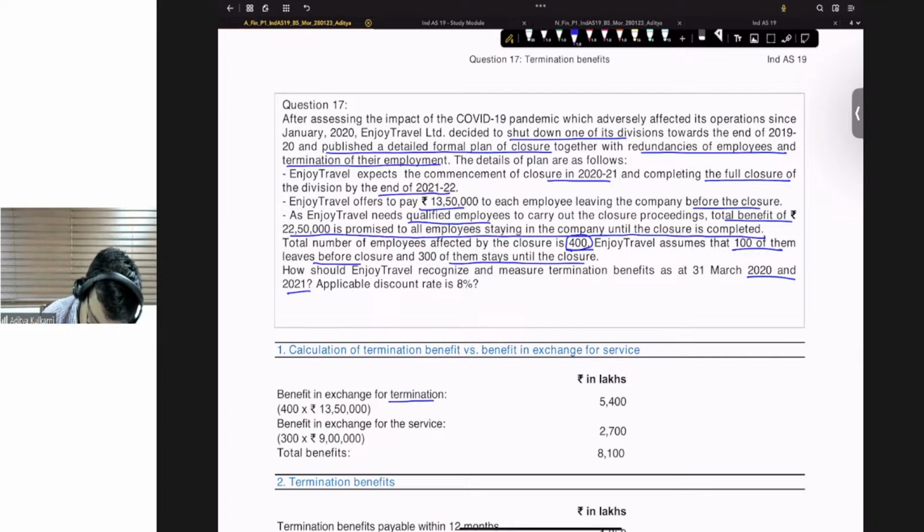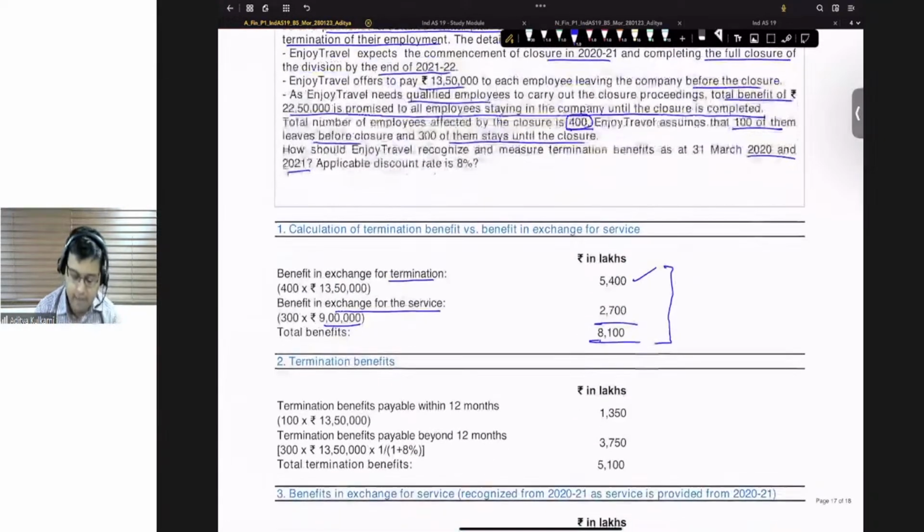So 400 into 13,50,000, 54 lakhs, 5,400 lakhs. 300 employees are staying to complete the closure. So they are getting 22,50,000. That means they are getting 9 lakh extra. So this 9 lakh is not for termination. It is for service. So 2,700 lakhs. So total benefit is 8,100 lakhs. Is this part clear, everyone?